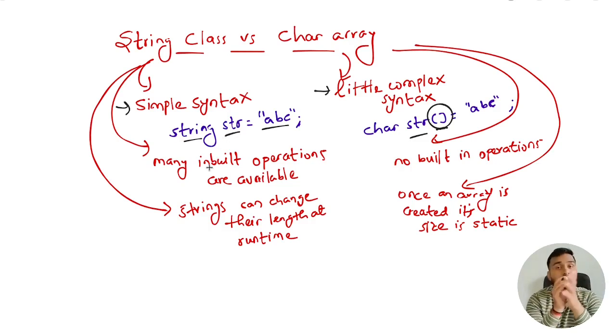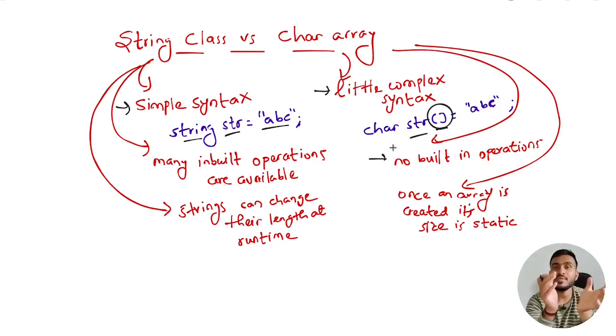Another main difference between the string class and a character array is that the string class is going to provide multiple inbuilt operations, and we are going to discuss these operations in the next video, but we get tons of inbuilt operations that we can perform on the string. But in case of a character array, we don't get any inbuilt operations. We can't perform any inbuilt operation on the character array, and that's the reason it's not that powerful when it comes to performing operations on the string.